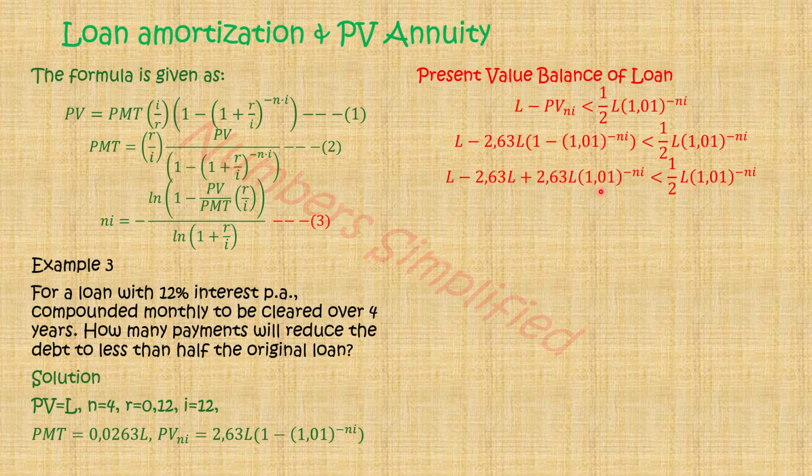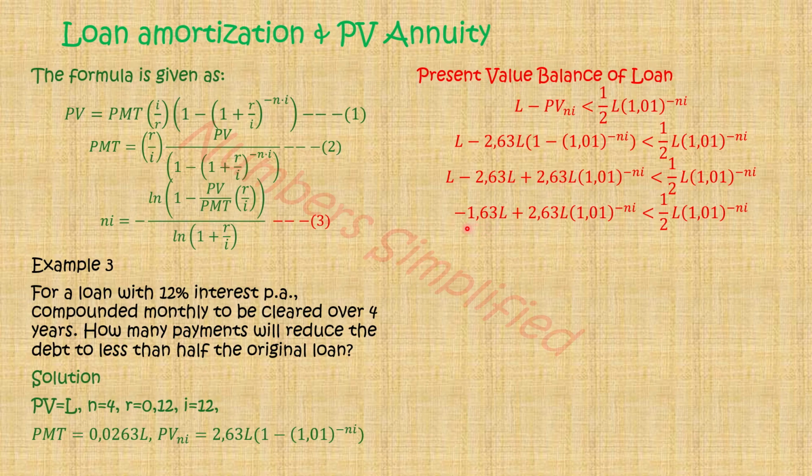And of course, the next thing would be to group the like terms. We see that in the first two terms, these are L terms, and these can actually add up. So this is as good as saying 1 minus 2.63. That will give us a minus 1.63 L. The other term cannot be added because it has the power minus ni, which would complicate things. So let's keep it at what it is right now.